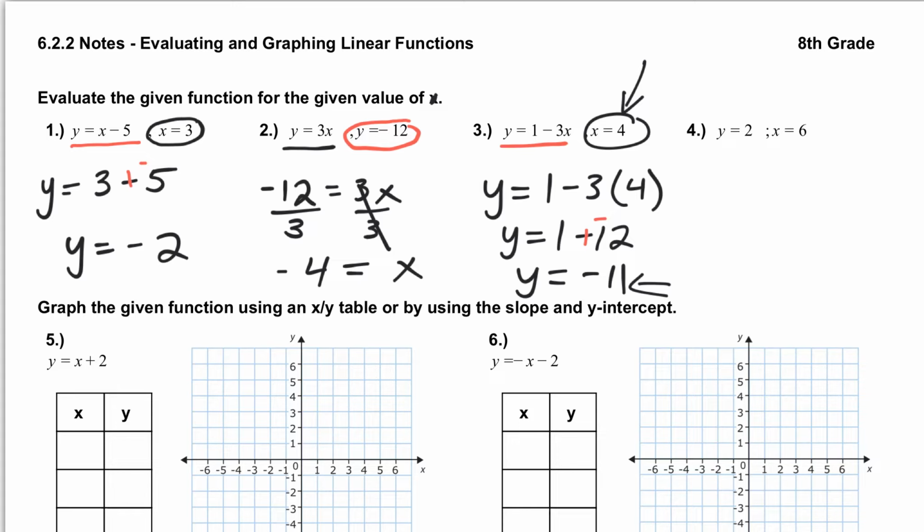The last function here, we have the function y is equal to 2. And they want us to plug in 6 for x. So this is a little bit challenging here, because if we look at our original function, y is equal to 2, there is no place for us to plug x into that function. So we really can't do anything with this. There's no place to plug x in, so our final answer there is just going to be y is equal to 2. So when x is equal to 6 for this function, y is going to equal 2.